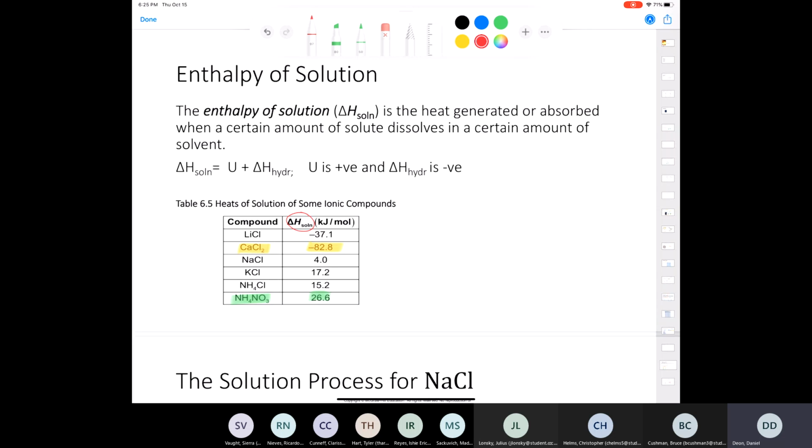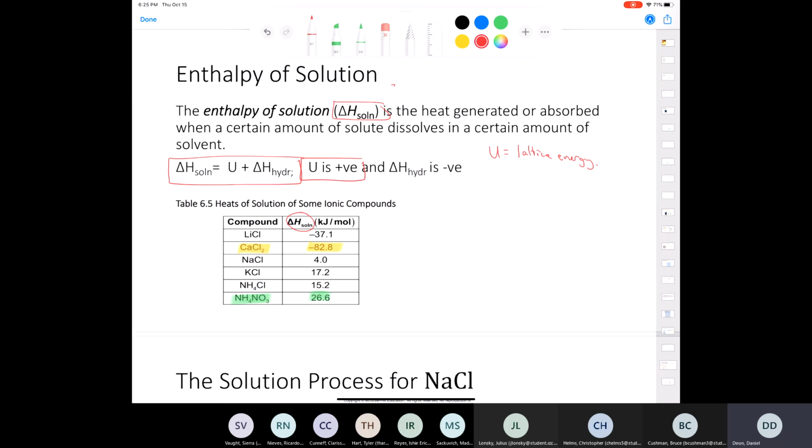And that change in enthalpy of solution is calculated as such. It's equal to U plus the change in enthalpy of hydration. U in this case is not energy, U is lattice energy. Lattice energy is the amount of energy that's required to take an ionic compound and break apart its ions into the gaseous phase. That would take a lot of energy, and that's why lattice energy is positive.